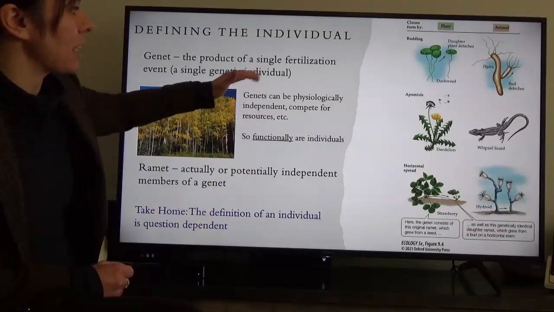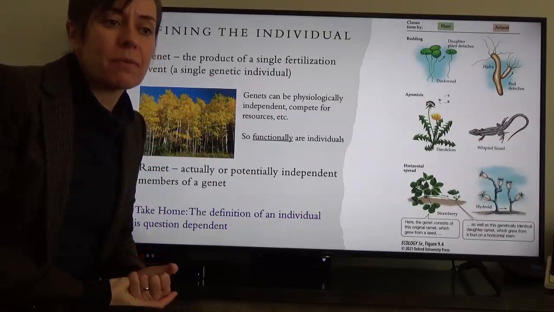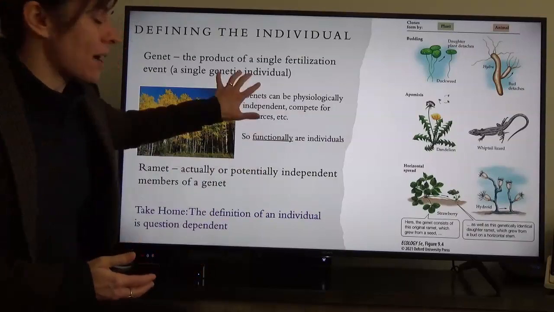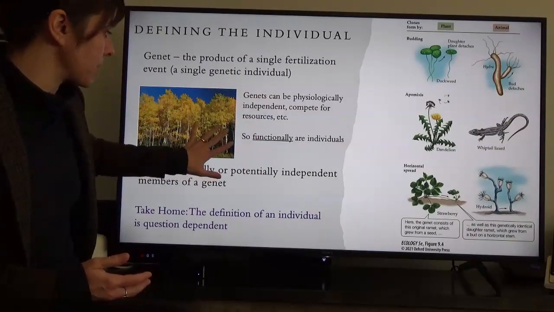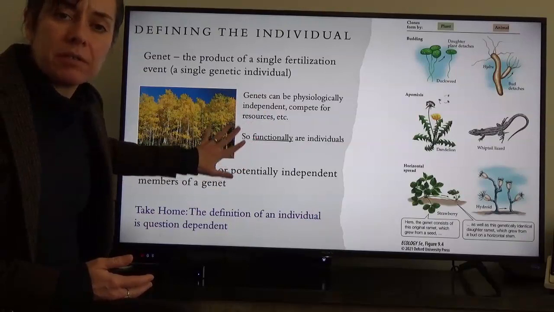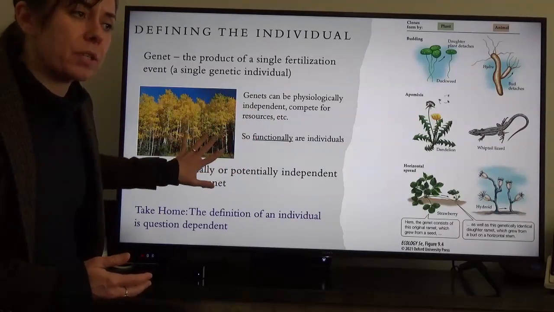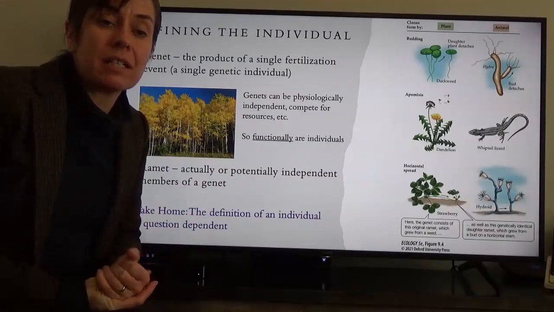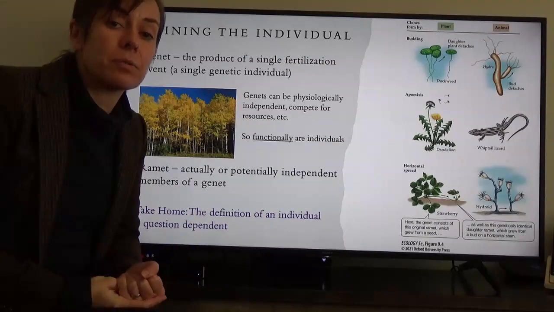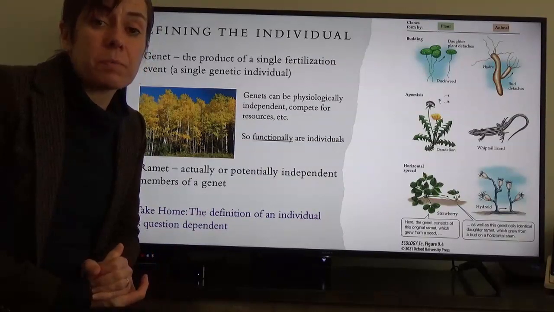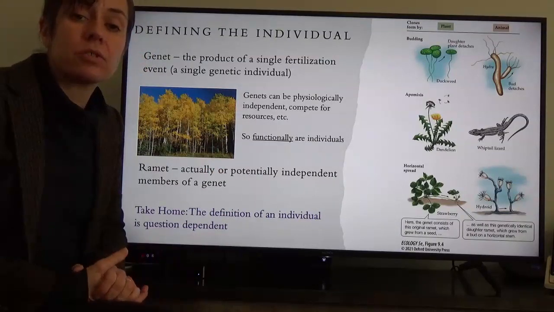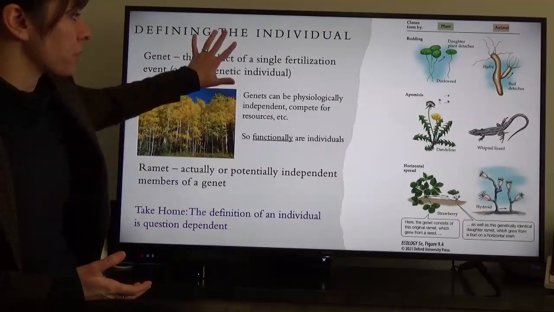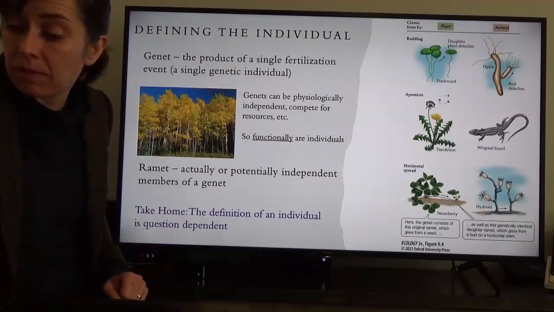Because again, if you're looking at the response of a species to some treatment, and you only have a single genet because you've happened along an aspen grove, for example, that's a single genet. Well, the response you're getting is not necessarily indicative of how that whole species would respond, because you have a single genotype that you're actually testing. And so it becomes very tricky. And so it's really important to consider which of these is the appropriate definition.